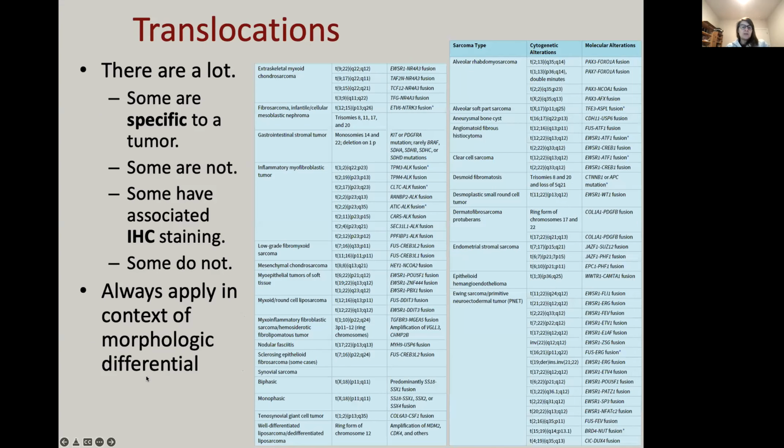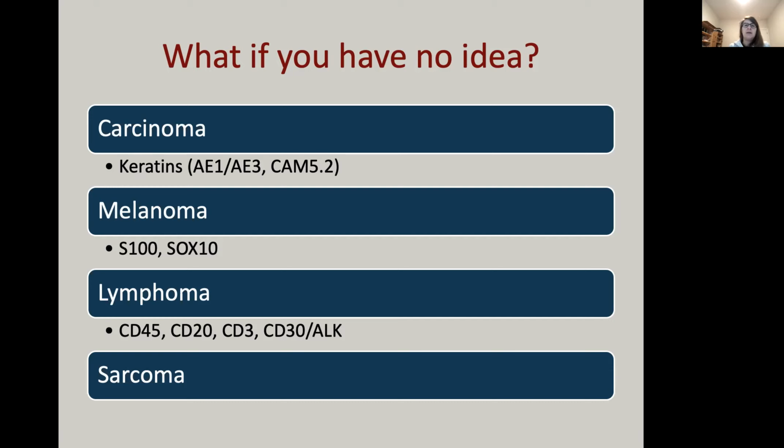Okay, so, of course, when you have absolutely no idea what you're doing, you'll probably want to think broadly, right? Carcinoma, melanoma, lymphoma, sarcoma. Sarcoma being so broad that there's not an immunomarker for sarcoma, right? There's a few immunomarkers for carcinoma, keratins. There's a few immunomarkers that are more sensitive for melanoma. There are certainly markers that can tell you that it's a lymphoma. But once you've exhausted all of those, then you have to deal with a subtype of sarcoma, right?